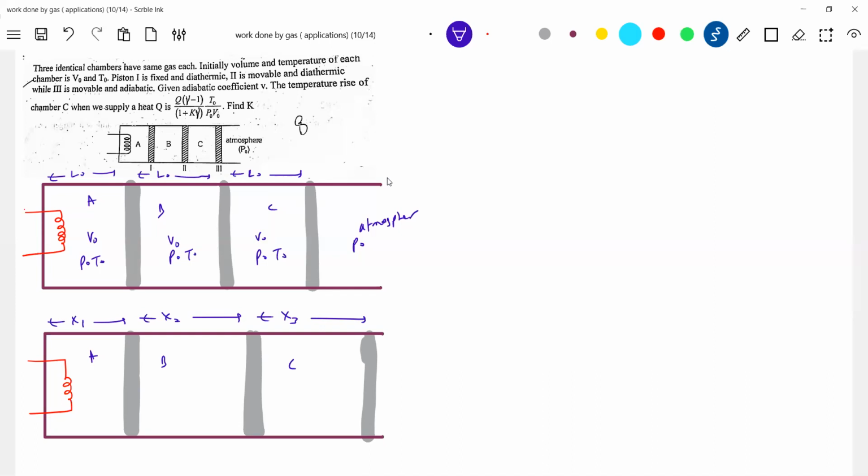Okay, let's get into it one by one. What process will the gas undergo in chamber A? Very fast you have to tell. What process? Isochoric. Okay, good. Yes, isochoric, I'll write it here. What about B and C? Here also the air will be there. No, the air will not go anywhere. So atmosphere is present. Very nice, simple problem.